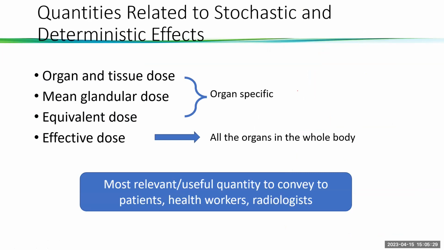Moving on to quantities that are related to stochastic and deterministic effects. These are quantities like organ and tissue doses, mean glandular doses, equivalent doses, and effective dose. Between all of these, the effective dose covers all the organs in the body, whereas the organ-specific ones are just specific to the organ. This quantity is a useful one to convey to patients, to health workers, and to radiologists.